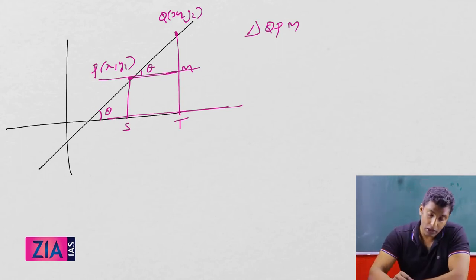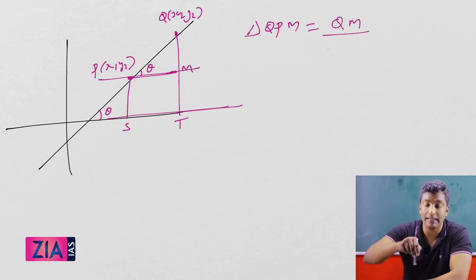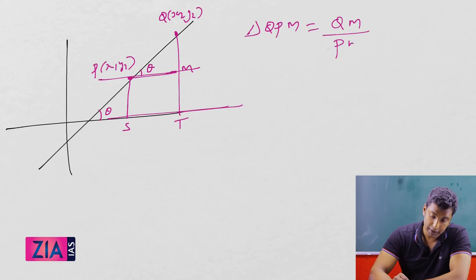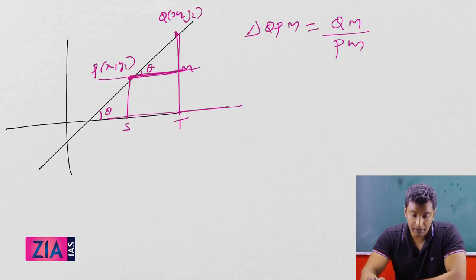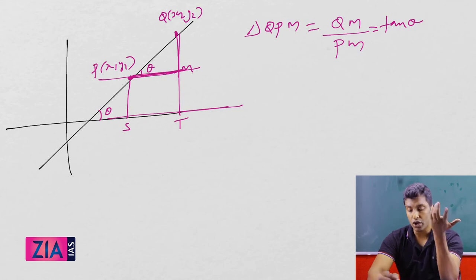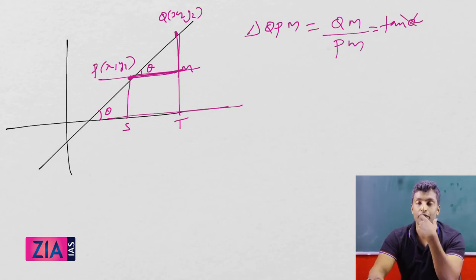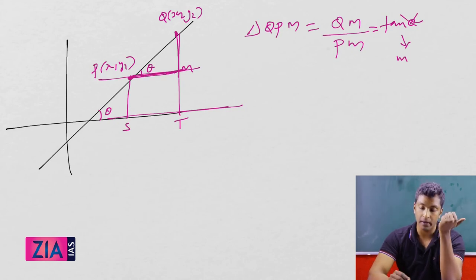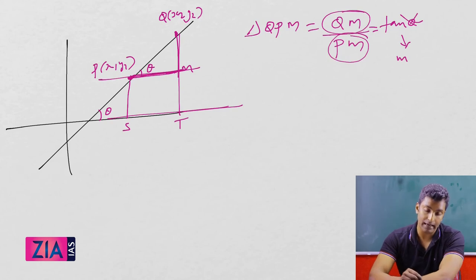So tan theta will be equal to the opposite side, QM, divided by the adjacent side, PM. Opposite side QM divided by adjacent side PM will give you tan theta, and that is the slope, which is M. Now, without knowing theta, can you find tan theta? You can find it if you know QM and PM. Now the objective is to get QM and PM.